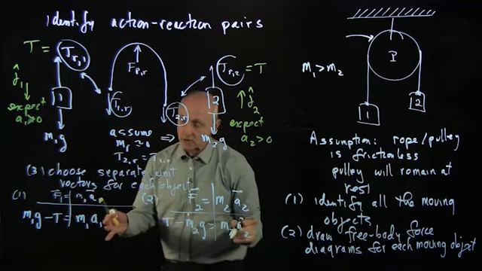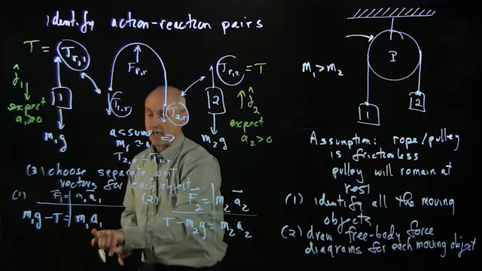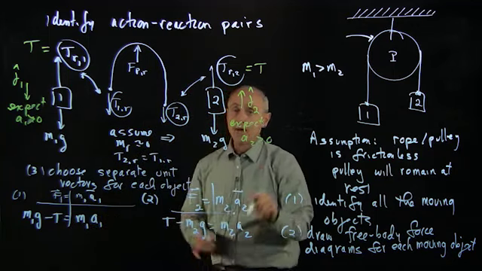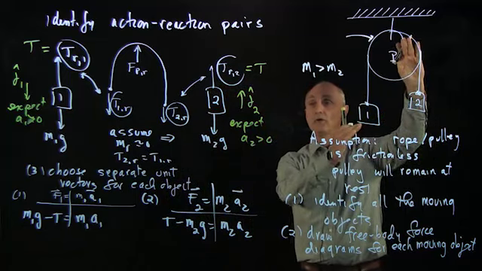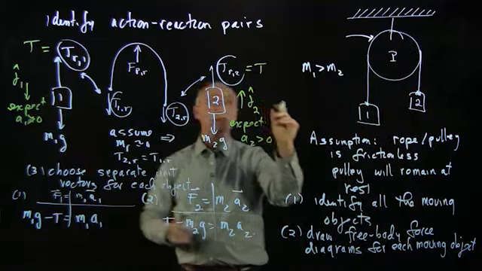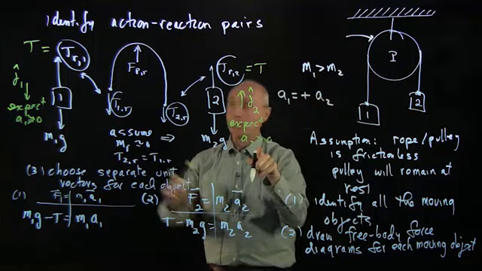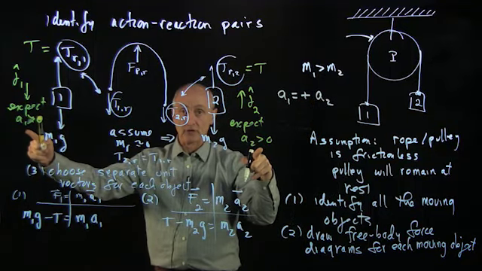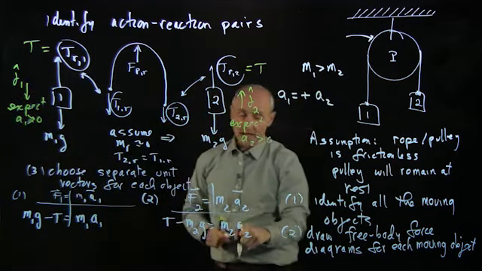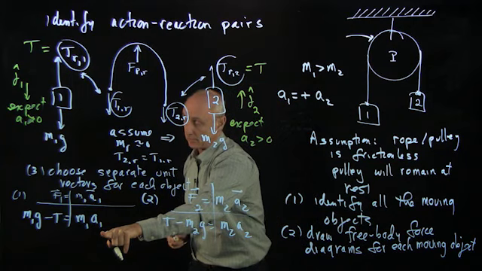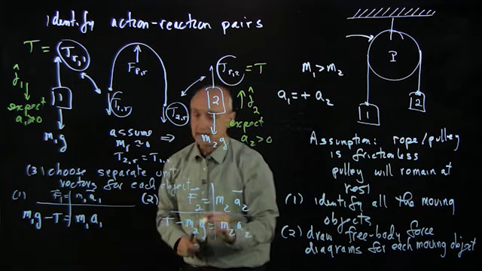So I now have two equations. But when I look at these equations, I see that I have three unknowns. I have T, a1, and a2. But I have a constraint. Because these objects are moving together, and the way I've chosen the coordinate systems, a1 is equal to plus a2. Both are positive with respect to my choice of coordinate systems. And so these two a's are the same.